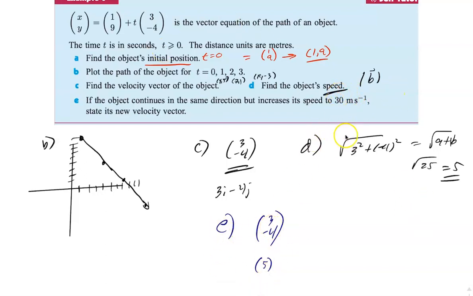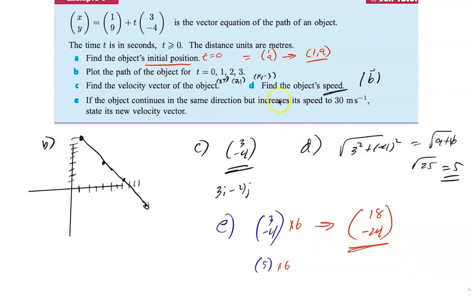So how do you go from 5 to 30? Well, you multiply it by 6. That's all we have to do. So just multiply this guy by 6. So you're going to get the velocity vector of 18 and negative 24. That's my new velocity vector. So we're going to go like 6 times the speed if we use that velocity vector.